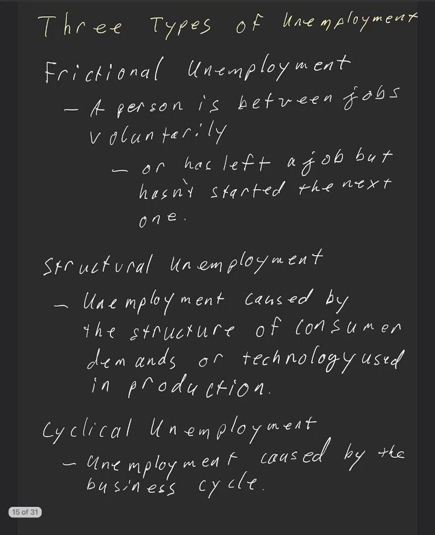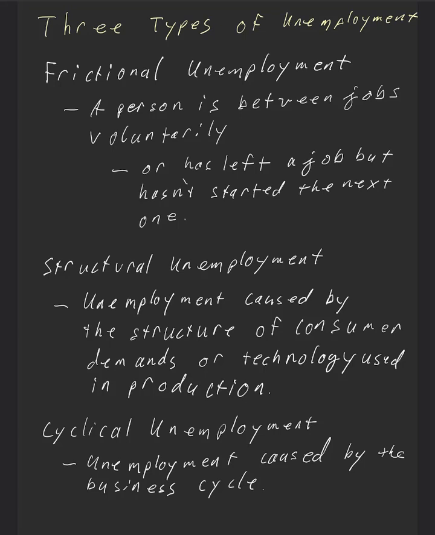Okay, so there are three types of unemployment. The first is frictional, and this is when a person is just between jobs voluntarily. They've got a job, they haven't started the next one, so they're technically unemployed for that time period. Frictional unemployment is just really not something that we spend a lot of time worrying about.